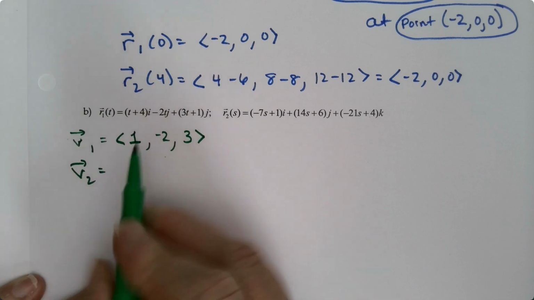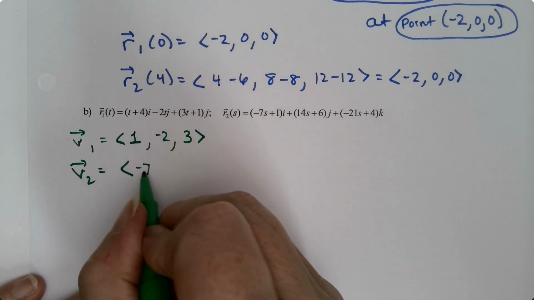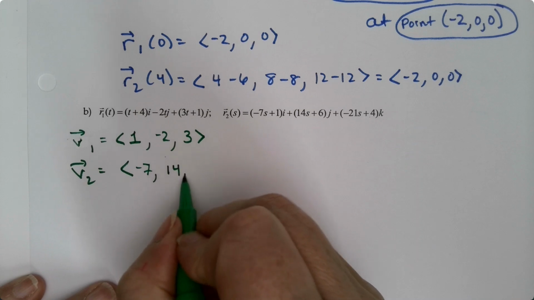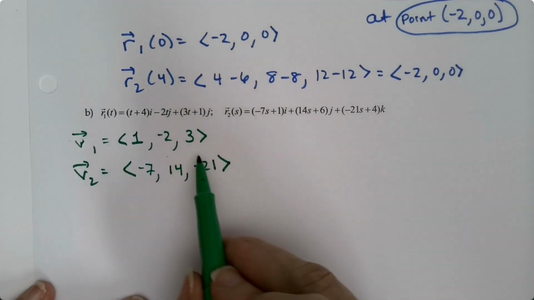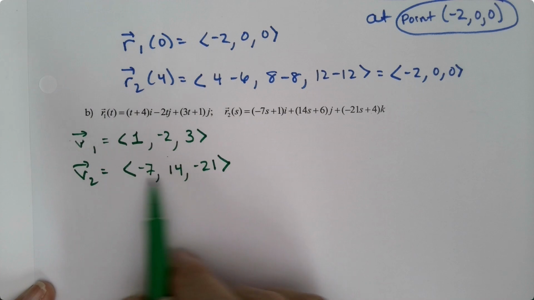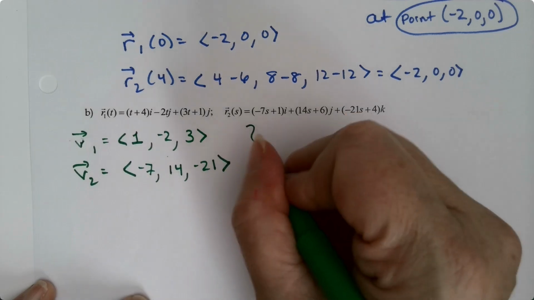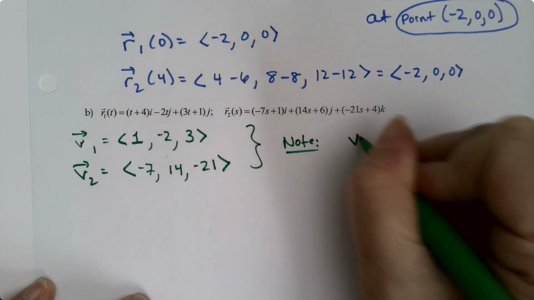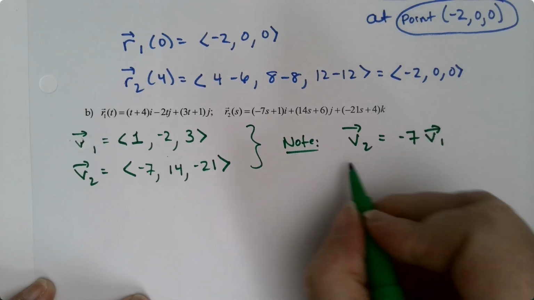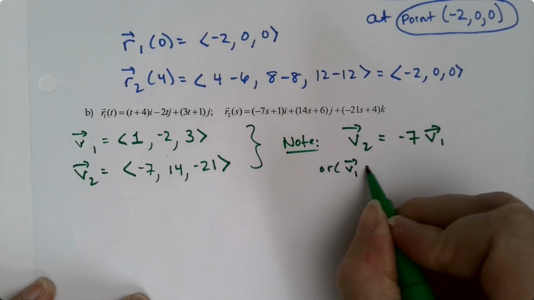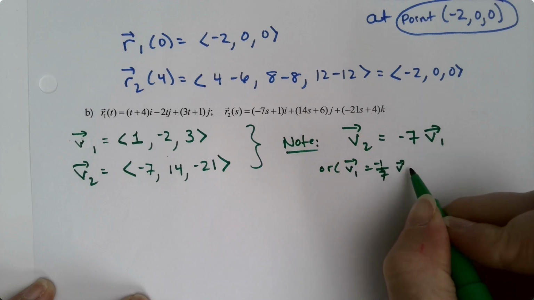v2 would be equal to, you look in front of the s component, so -7, 14, -21. Okay, now look, v2 is -7 times v1. So let's note v2 is -7 times v1. Or if you like, v1 is -1/7 of v2. Either way.